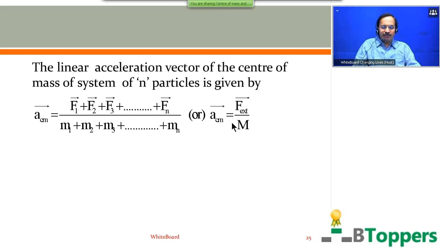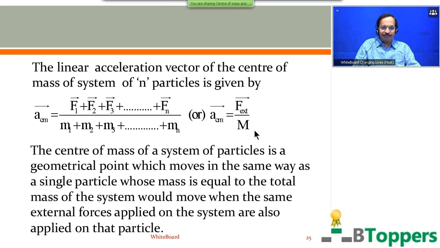This you can write as ACM bar equal to F bar ext by capital M, where F bar ext represents the vector sum of all the external forces acting on all the particles of the system. Come on, copy down the notes.